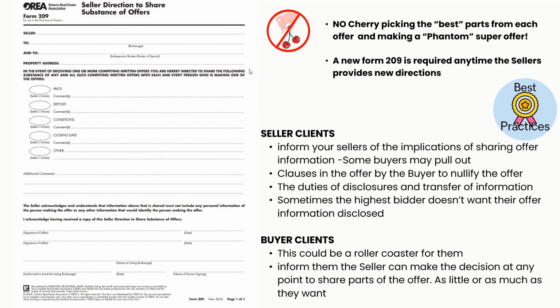And so this new Form 209 is required any time the seller provides new direction. If, for example, it's business as usual, an offer presentation, and then at one point the seller says, hey, I want to actually share the highest price, you have to stop your negotiation that's happening right now, and you need to make sure that this is efficiently communicated to all parties that are involved.